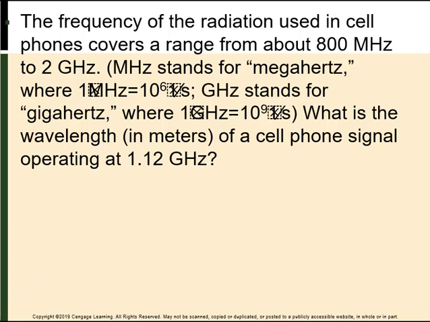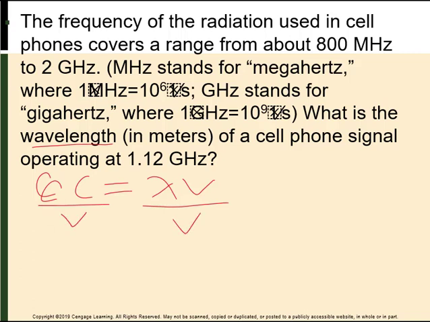So we're going to use the equation of speed. The speed of light: speed equals wavelength times frequency, c = λν. We know c, and we want to solve for the wavelength, lambda, so we're going to divide both sides by ν. We know c is always the speed of light, 2.998 times 10 to the 8th meters per second.